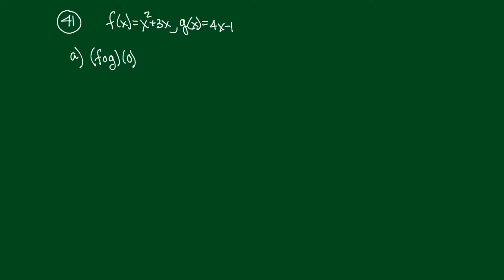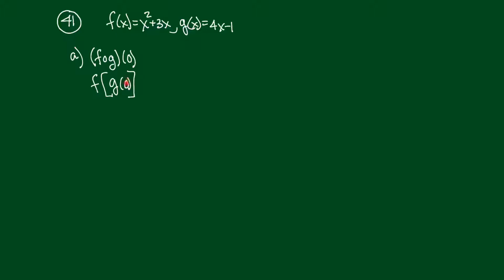Given these two functions here, here's f, here's g. We want to find f of g, the composition of f with g at 0. So we know that this is the name for this. Here's the operation. We want f of g of 0. Now, what is g of 0? So we know how to do this.